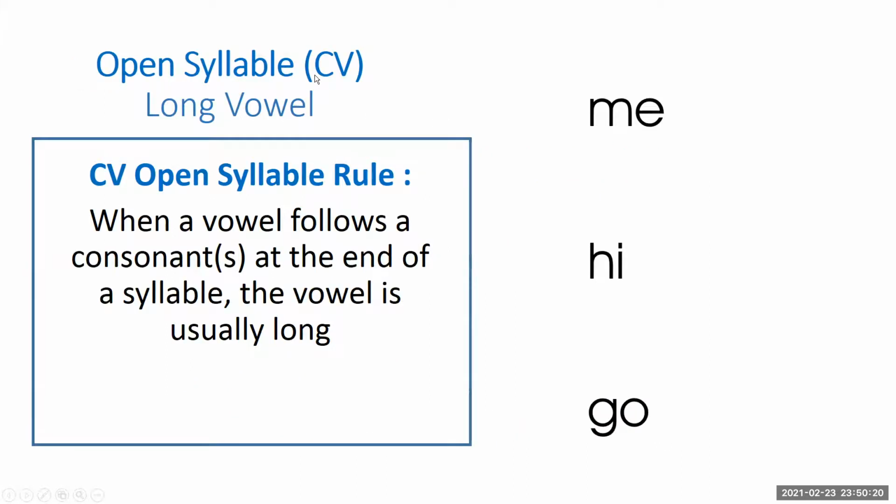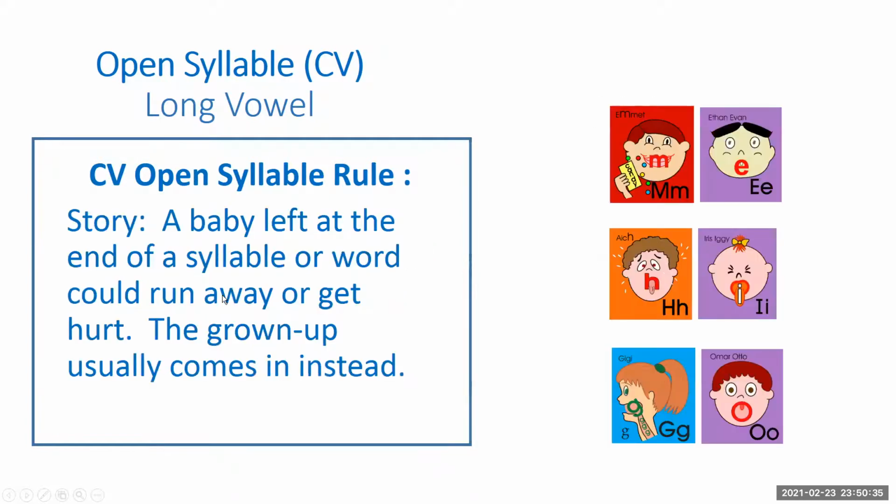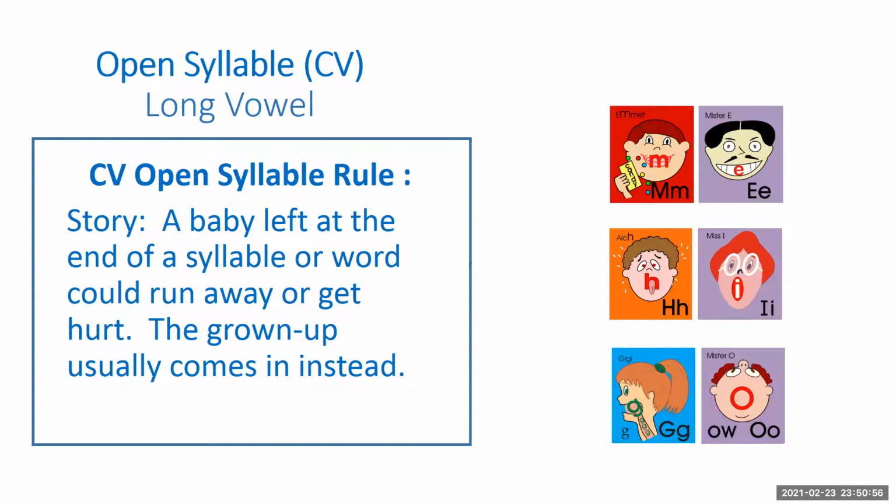So the first pattern is the open syllable for a long vowel. A syllable that begins with a consonant and ends in a vowel, the vowel is usually long. In Phonic Faces, the story is a baby left at the end of a syllable or word could run away or get hurt. The grown-up usually comes in instead. So instead of "mi," it's "me." Instead of "hi," it's "hi." Instead of "go," it's "go."